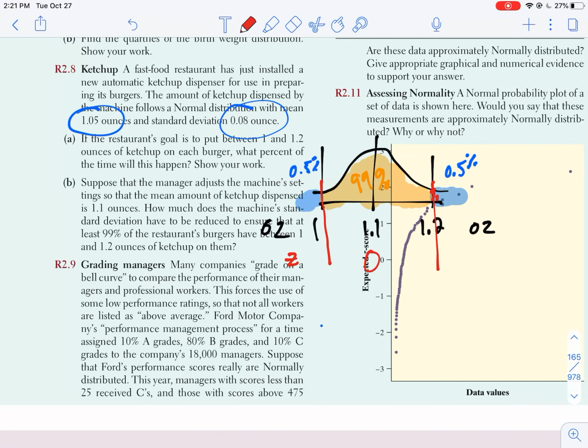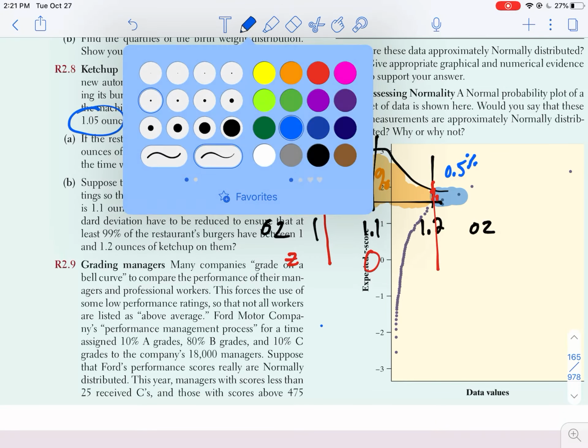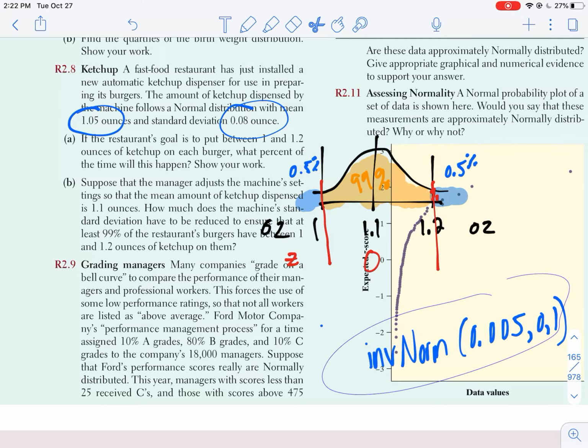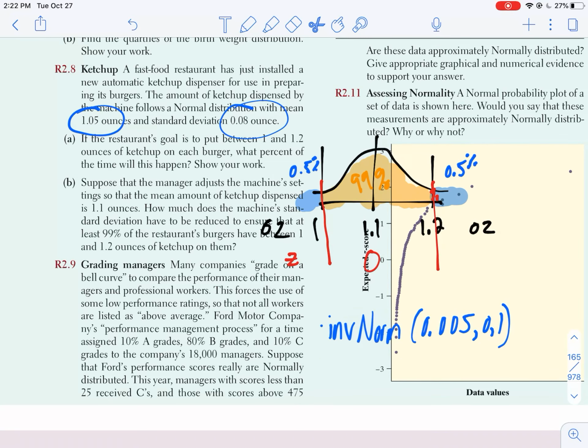However, I can use inverse norm to figure this out, which is what I'm going to do. I'm going to enter in my area or my percentile, which is 0.005. Mean of 0, standard deviation of 1, because I'm just dealing with z-scores. I want to do z-scores first. That's something I can work with. And notice I'm going to label stuff.